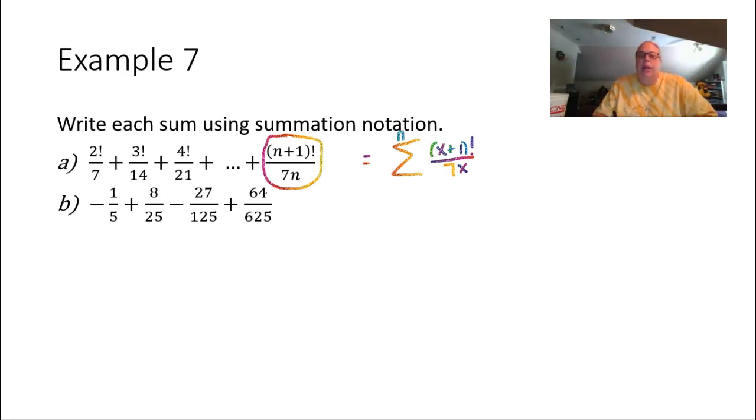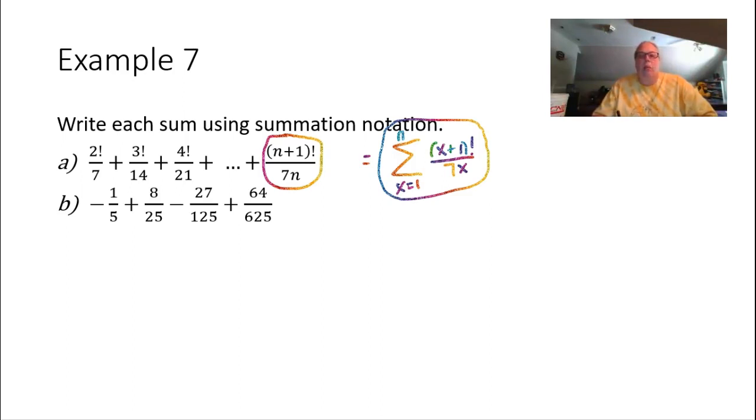Okay? And our starting point is going to be x is equal to 1 because 1 plus 1 is going to give me that 2, and 7 times 1 down here is going to give me that 7. So it looks like our summation notation right here, it is: we have the sum of x plus 1 factorial over 7x from x equals 1 to n.